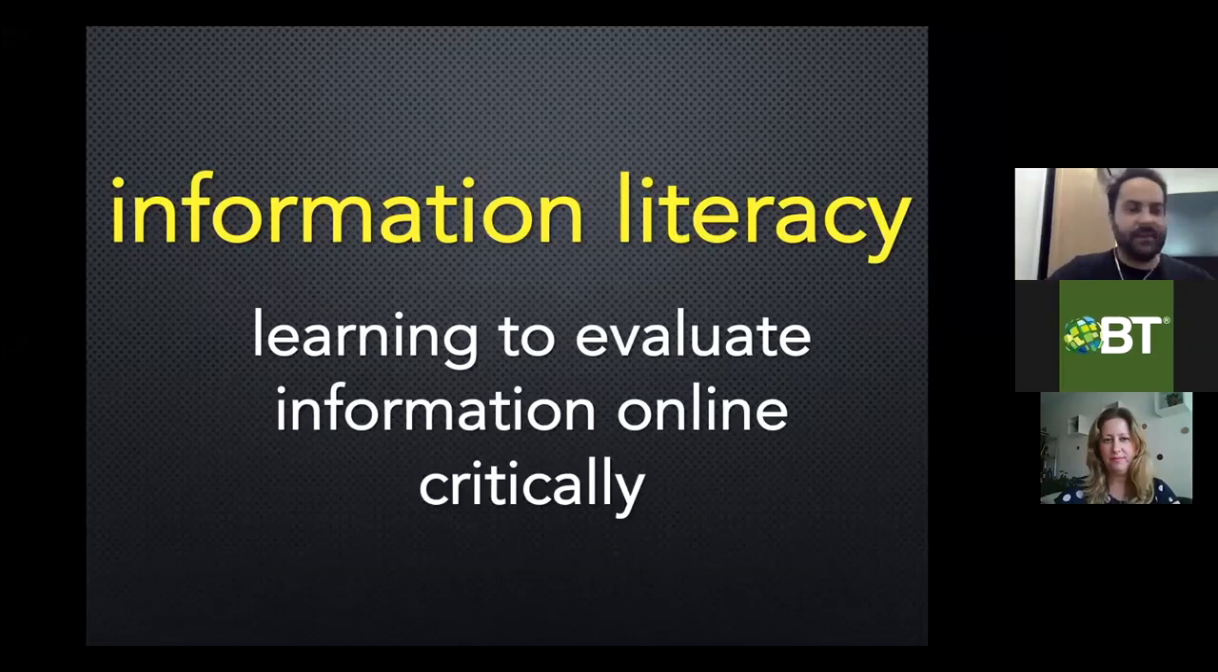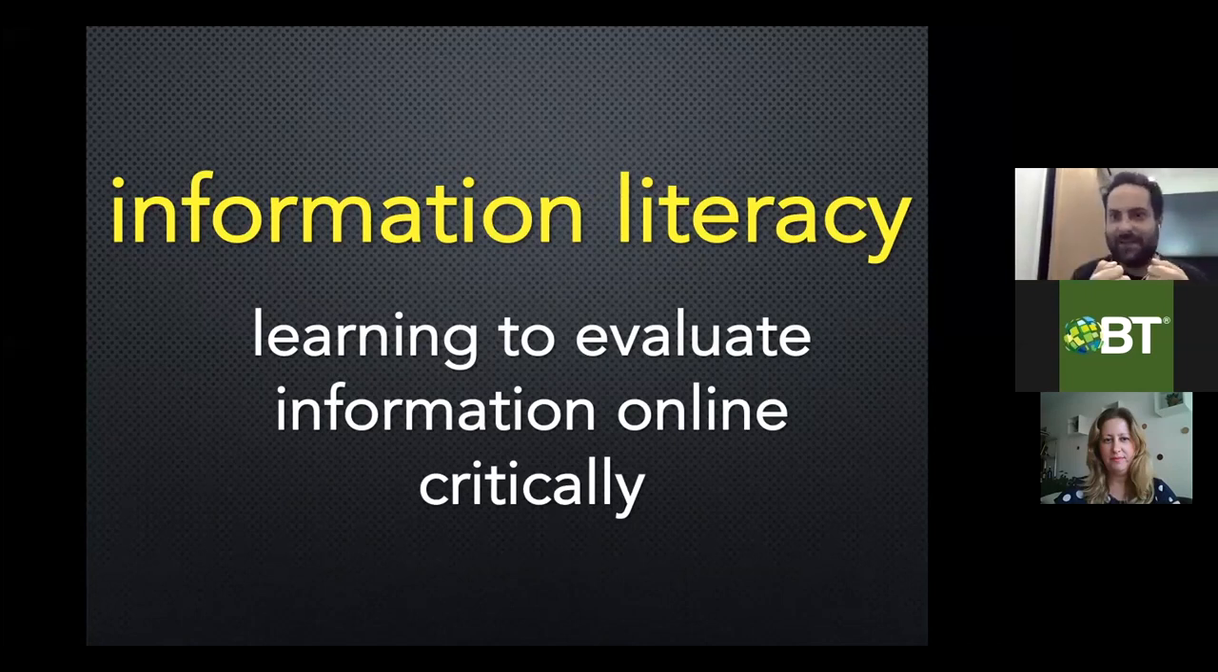The next digital literacy that we could think about is information literacy. And that means learning to evaluate information online critically. I think that this literacy could even be called fake news literacy, because this is what we are really confronted with every day. So we are bombarded with information.